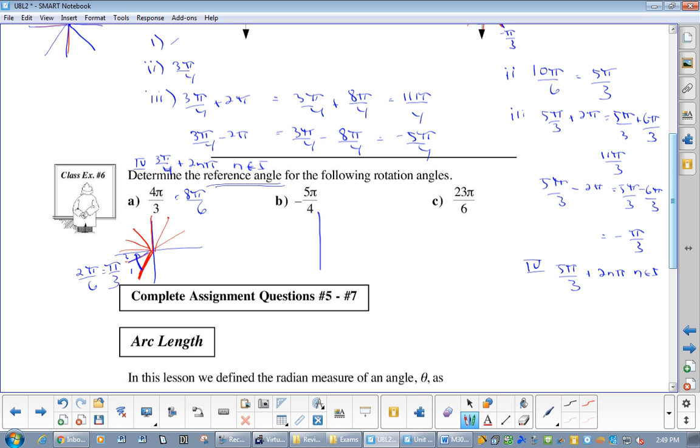Okay, so negative pi over 4. Now I'm counting by 45s, number 1, and I'm counting backwards. So 1, 2, 3, 4, 5. That is negative 5 pi over 4. So what's my reference here? What's that reference? This is pi over 4, right?